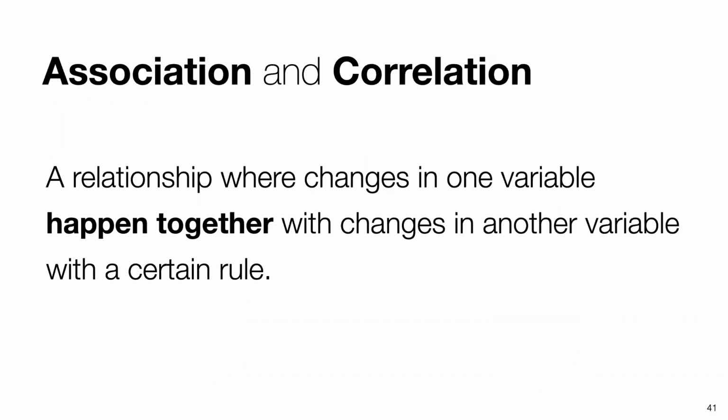So then I start talking about association or correlation. Once you want to understand the variance, is there variance, and how big is the variance? The next question is what makes the variance? This is where association and correlation come in. They are a relationship where changes in one variable happen together with changes in another variable with a certain rule.